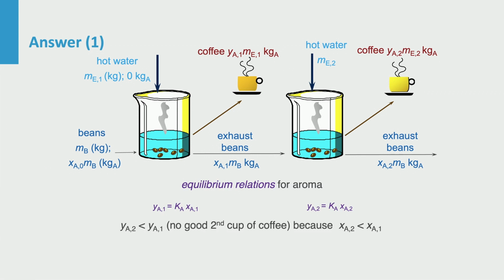This is determined by the distribution or partition coefficient K. For Y2 to be equal to Y1, we need X2 to be equal to X1. But since we extract aroma, X2 becomes smaller than X1, so Y2 becomes smaller than Y1. That implies dilute coffee with less taste, no matter how little hot water we add in stage 2.